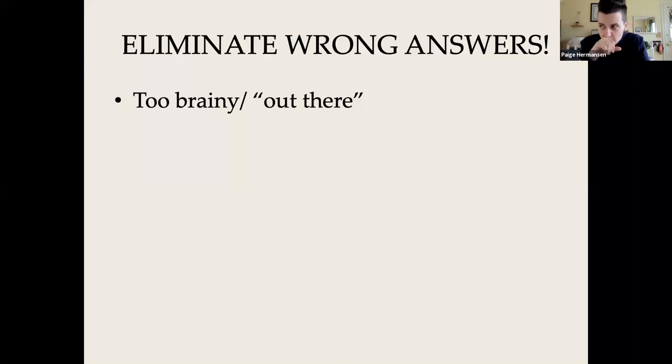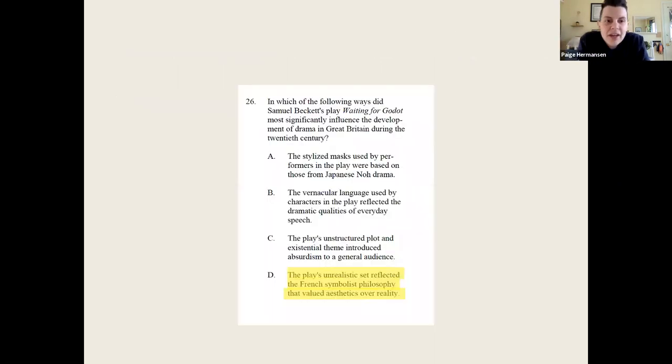Again, it's a distraction, because if you have no clue what you're looking for, then something more complicated or with bigger words that you don't understand is going to look correct, right? So here's an example of that, from the question we just looked at about Waiting for Godot. Look at answer option D. The play's unrealistic set reflected the French symbolist philosophy that valued aesthetics over reality.